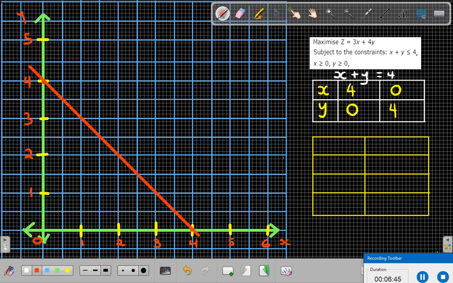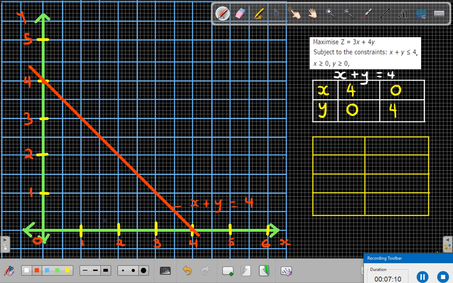Point 4 is included when we say less or equal to 4. Now, what next? This line represents the equation of x plus y. This straight line is x plus y is equal to 4. That is the line.